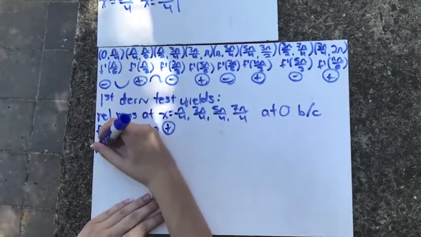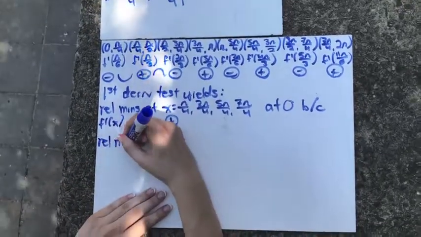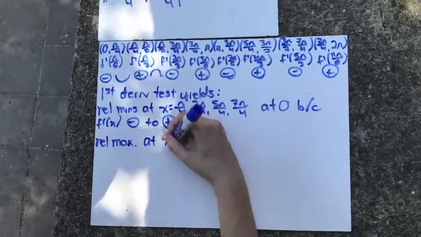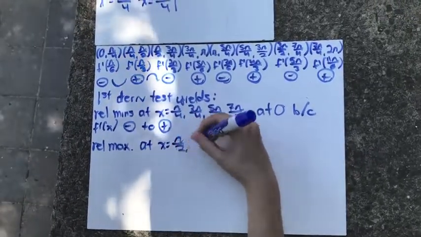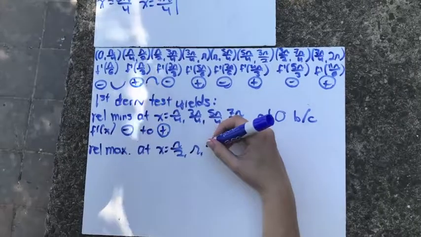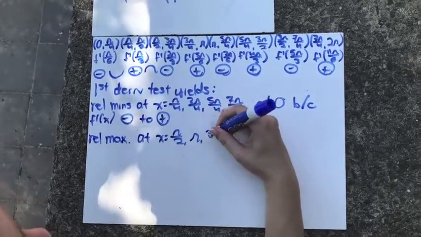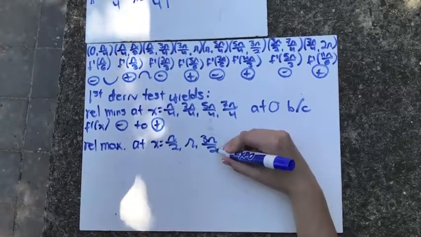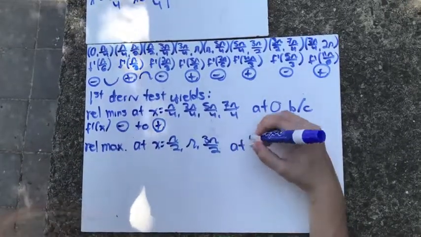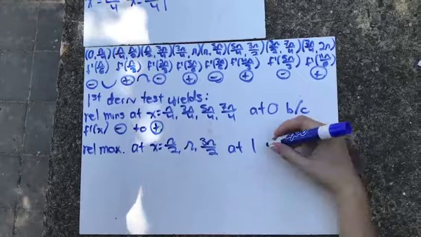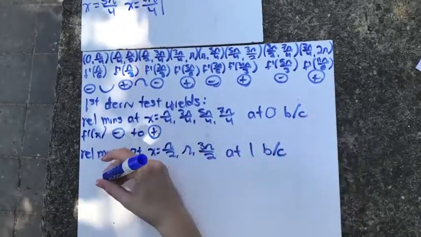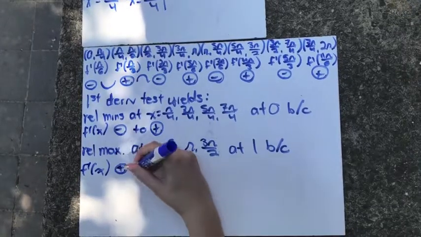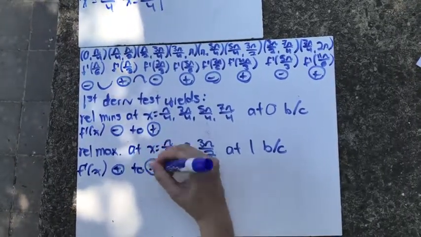It also yields relative maxes at x equals pi over 2, pi, and 3 pi over 2. And that's going to be, if we plug these into the original equation, it's going to equal 1. So these will be at 1 because f prime of x goes from positive to negative. And that's the solution.